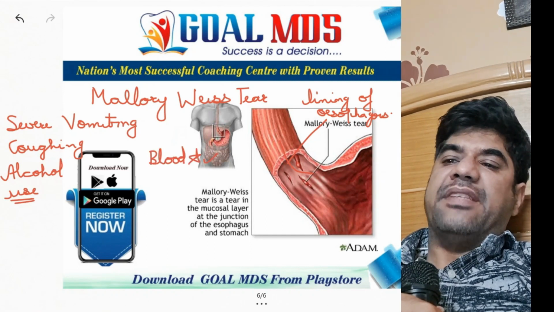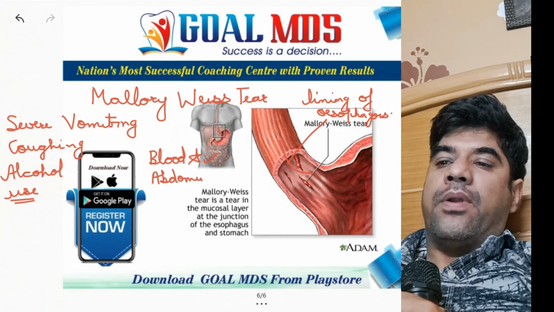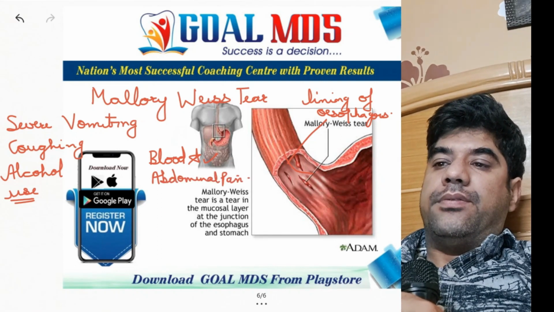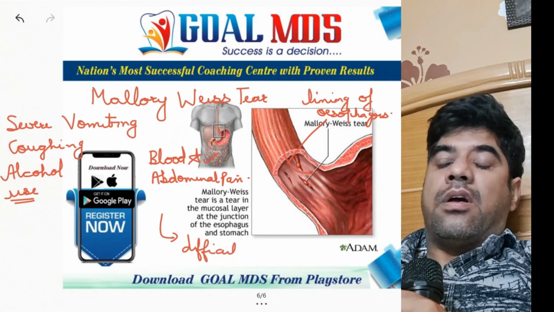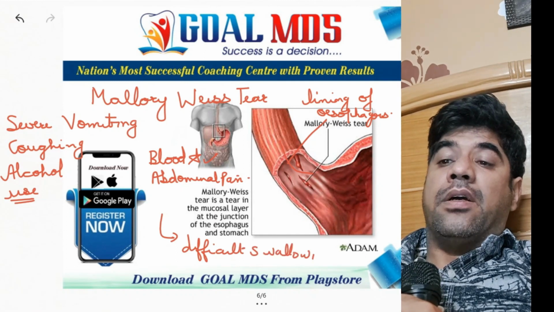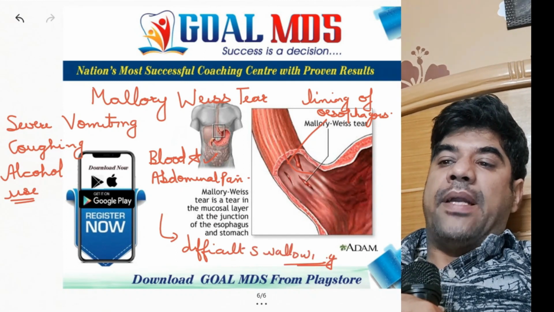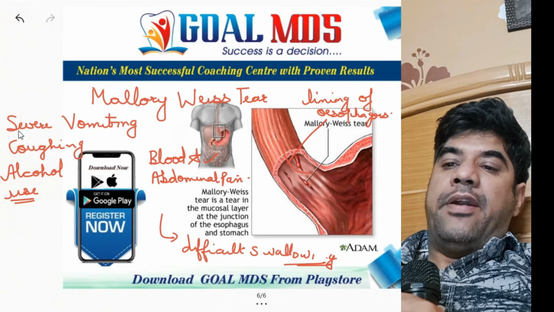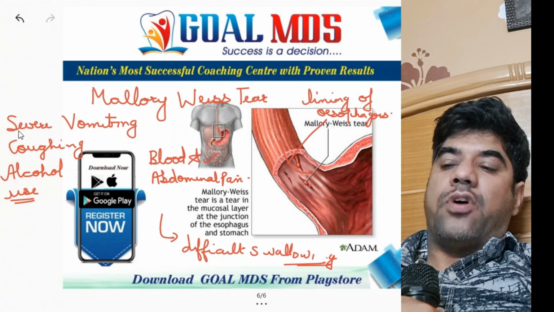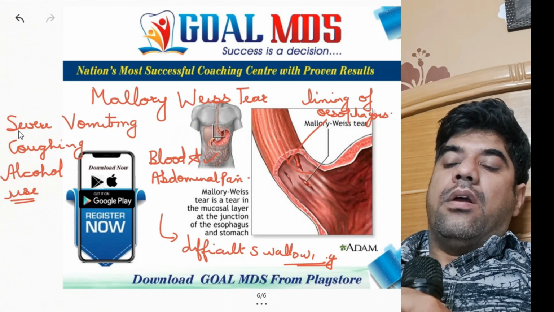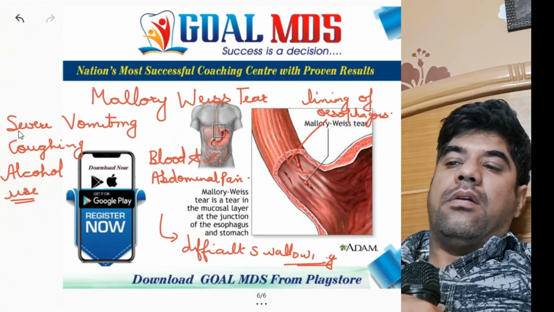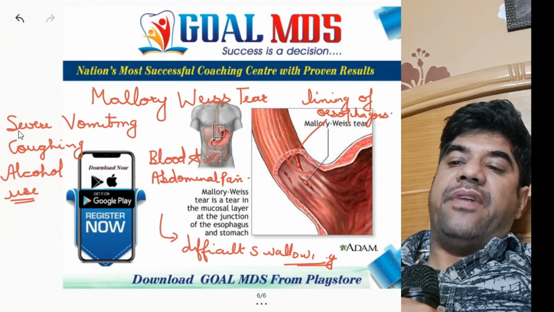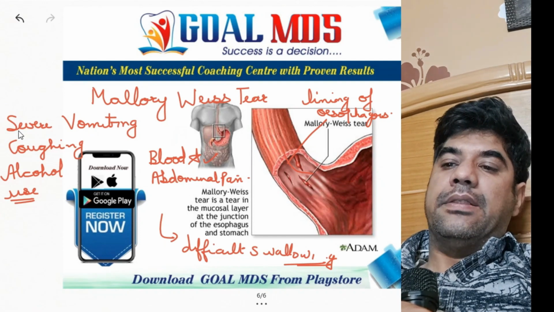In most cases, the bleeding stops on its own. The treatment you can do is to stop alcohol consumption and avoid certain medicines that can irritate the stomach lining. An endoscopic procedure can be done to stop the bleeding, like clips may be applied to the site of the tear that promotes healing.